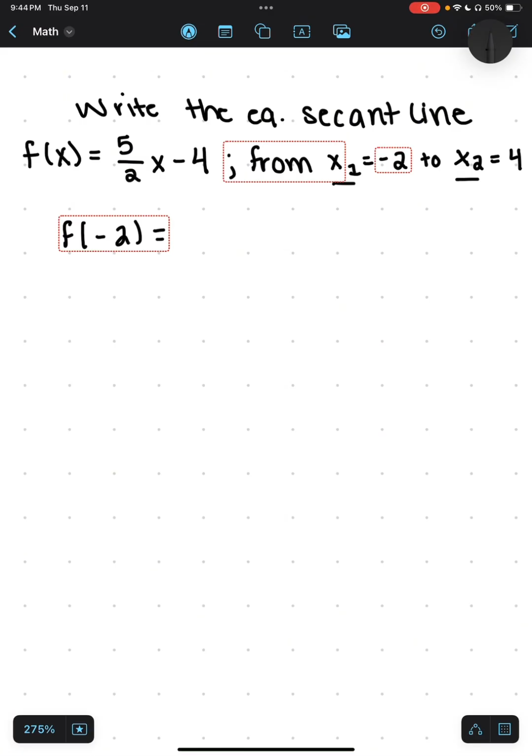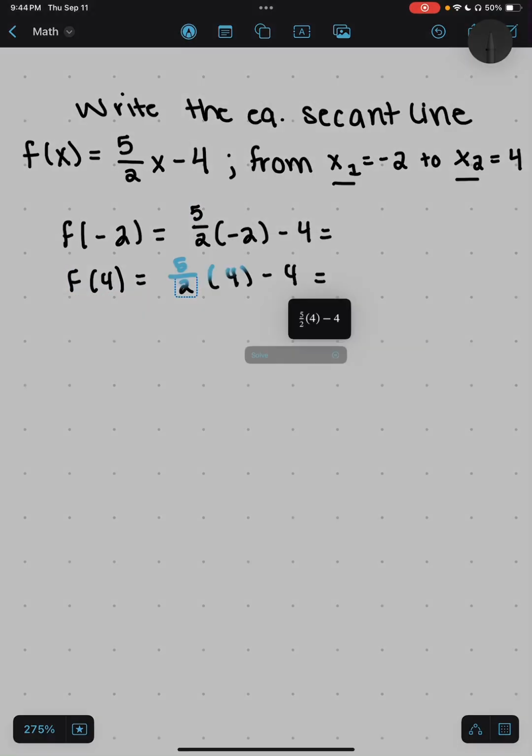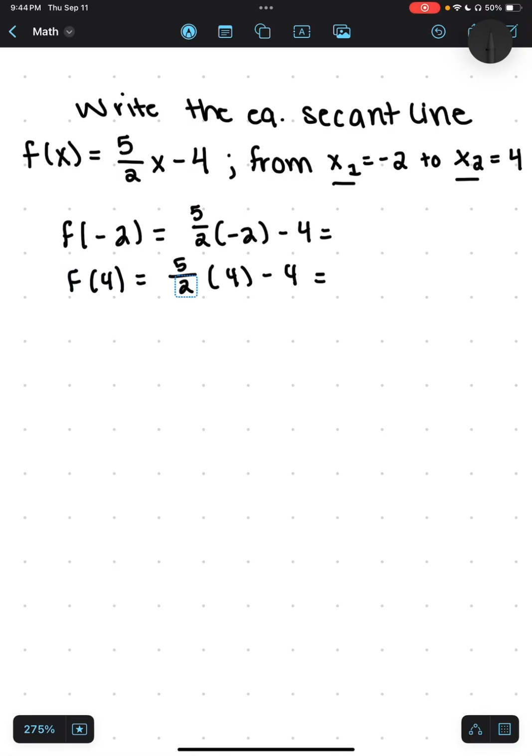So f of negative 2 is 5 over 2 times negative 2 minus 4, and f of 4 equals 5 over 2 times 4 minus 4. All right, so 5 times negative 2 is negative 10, divided by 2 is negative 5, minus 4 is negative 9. Okay, 5 times 4 is 20, divided by 2 is 10, minus 4 equals 6, sorry.